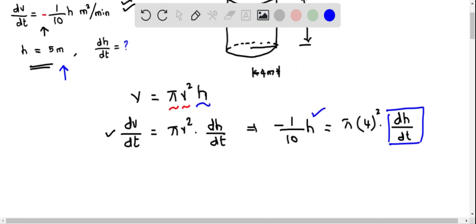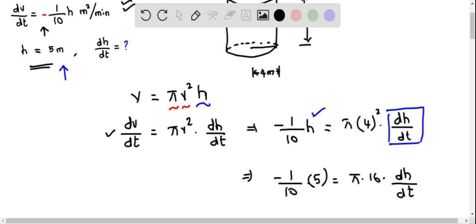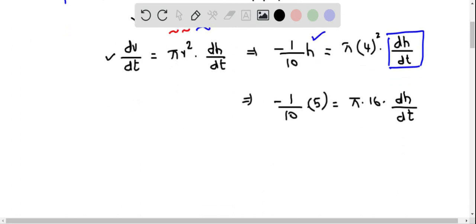We have to replace. So in the next step, I can replace this as negative 1/10 times of height is replaced as 5, and this equals pi times of 4 squared is 16. So therefore this becomes 16 times of dh over dt. Now I'm going to divide both sides by this quantity, that is 16 pi, so that I can have only dh over dt on the left side.